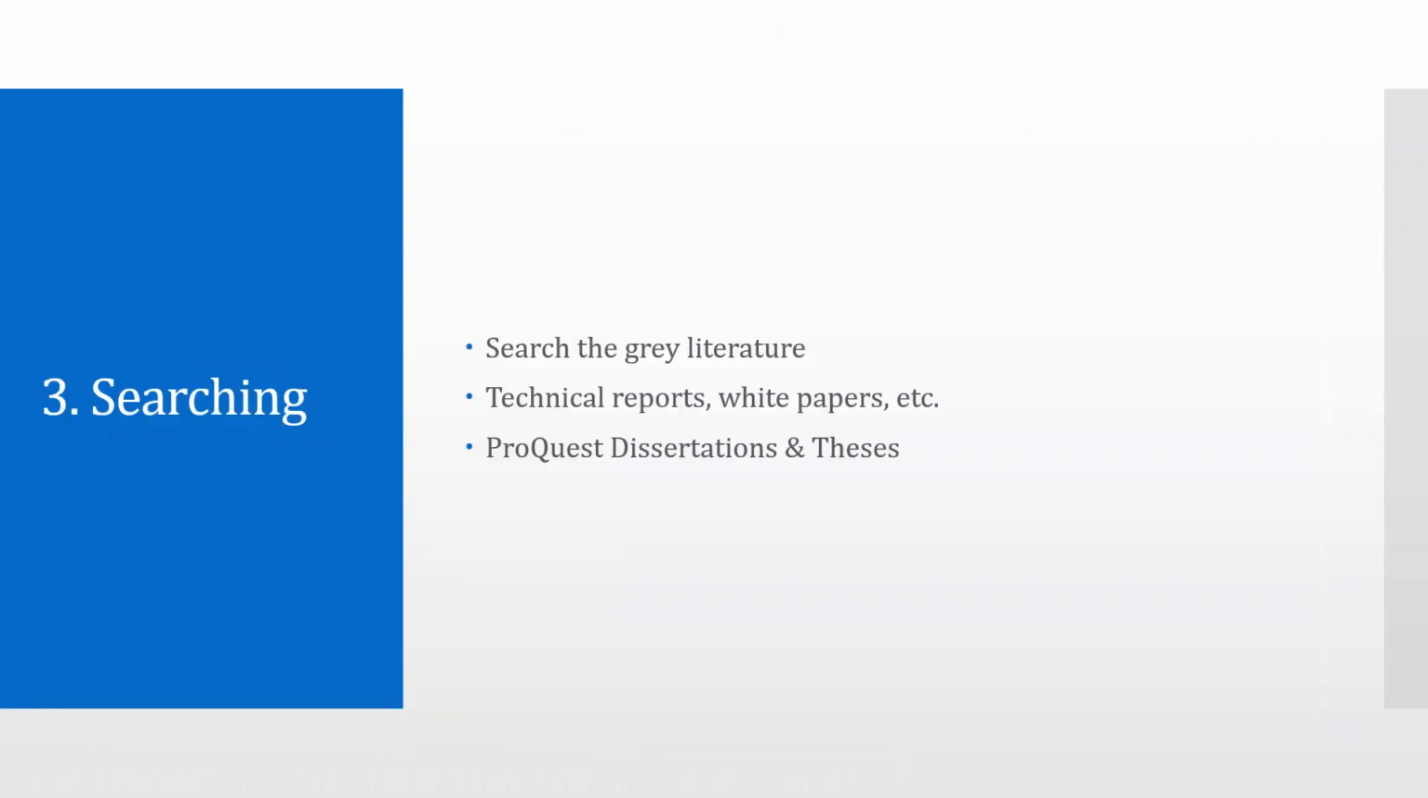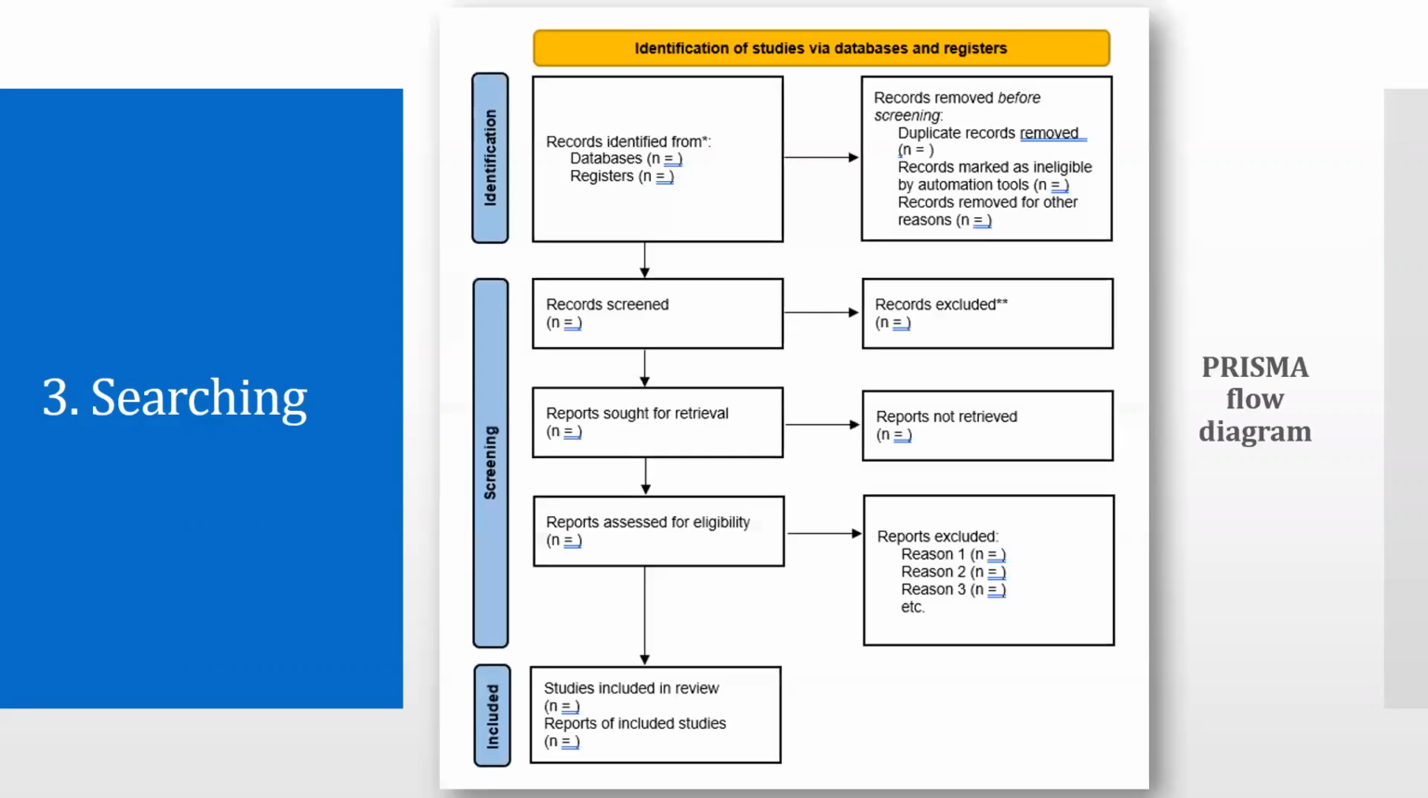So you want to search the gray literature as well to make sure that you're getting everything, not just limiting it to the peer-reviewed articles. So we will search technical reports, white papers. You'll probably want to search dissertations and theses. We can do that on ProQuest Dissertations and Theses. And that'll be our third workshop, gray literature.